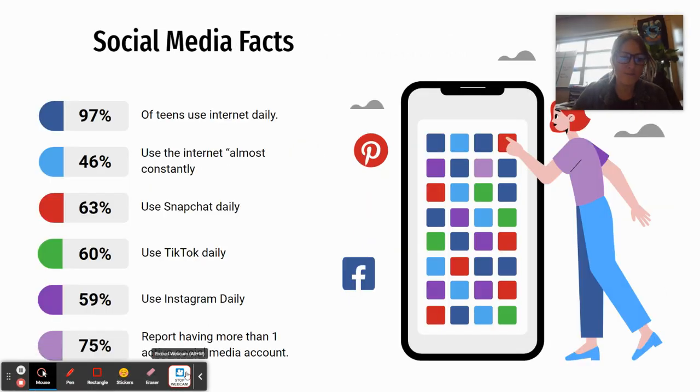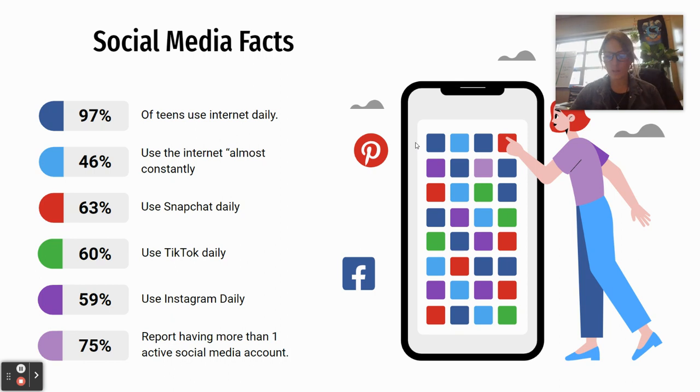Let's talk about some facts. So, teens, and when I talk about teens, I'm talking about ages 13 to 17. 97% of teens use the internet daily. So, think about that. Is that you? Do you use the internet every day? And you guys can all answer yes, you do, because we use it every day in this classroom. You guys use it for math with our Big Ideas program. You guys use it for Open Court when you're submitting your assessments and assignments.